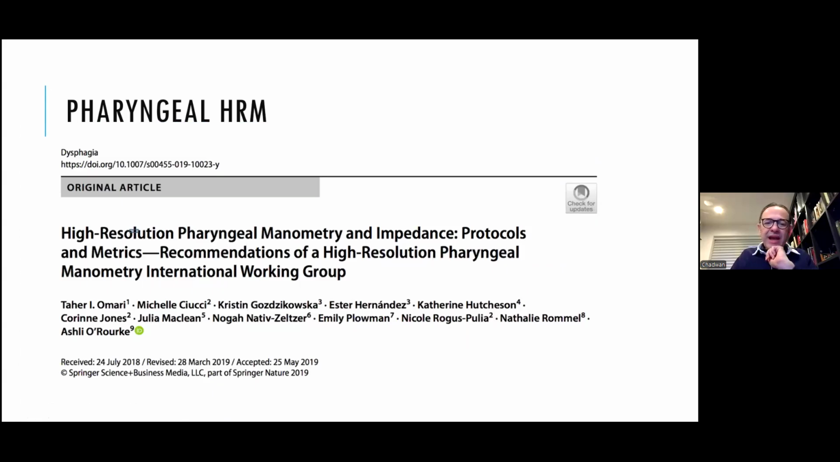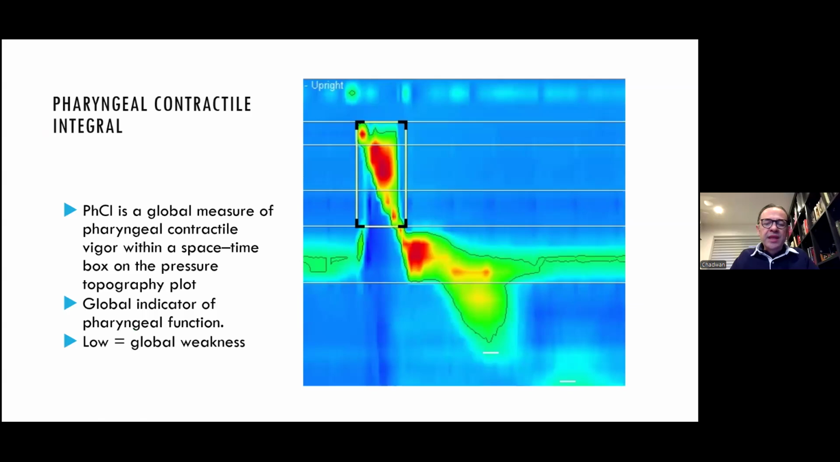And as I said, although we don't have anything that is as established as the Chicago classification, we have the International Manometry Working Group, which published their first guidelines back in 2018, and the new set of guidelines will come very, very shortly. The group met recently, a few months ago, and there will be an updated guideline coming soon.